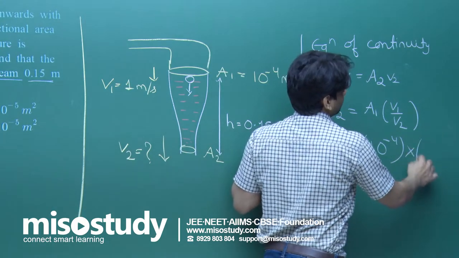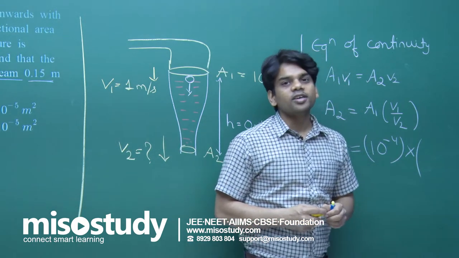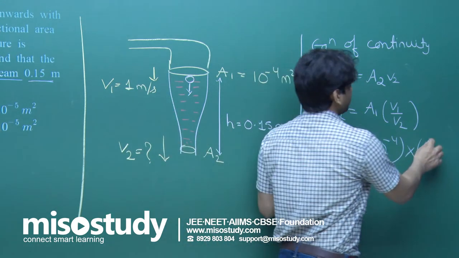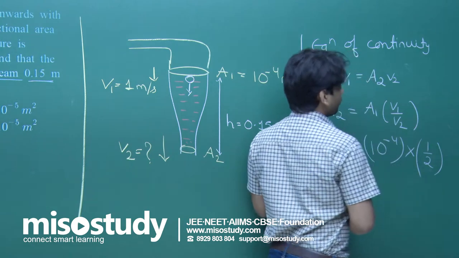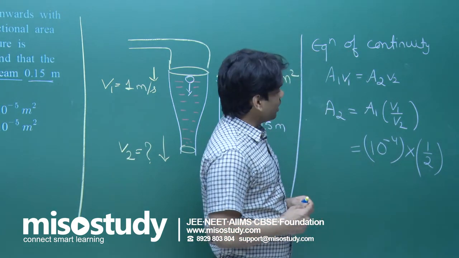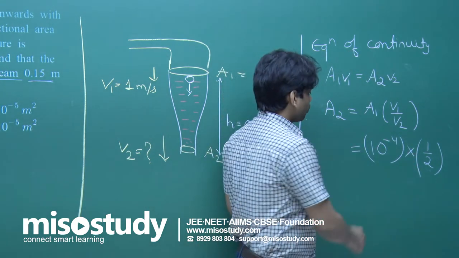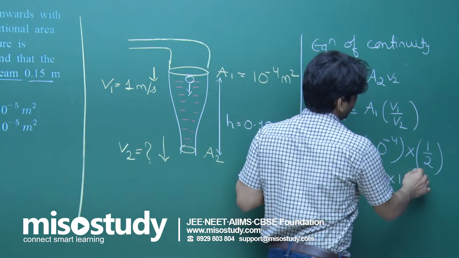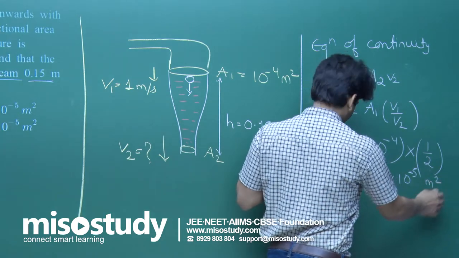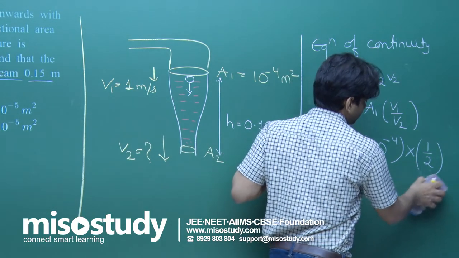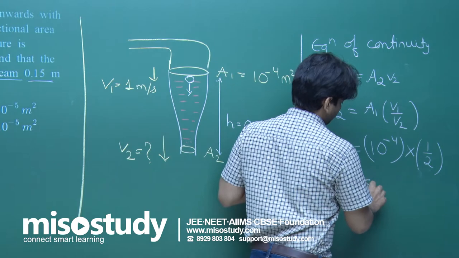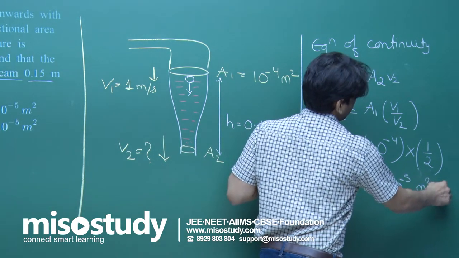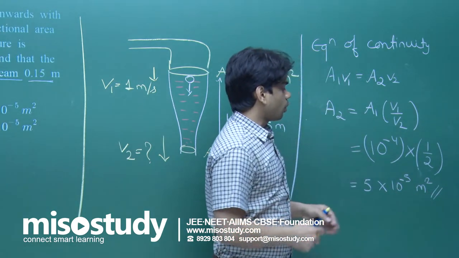Let's put the unit at the end. V1 by V2. V1 is 1, V2 is 2. So 1 by 2, this is what we are going to obtain. So this will be equal to 0.5. So 0.5 into 10 to power minus 4, or we can write 5 into 10 to power minus 5 square meter. This is what we are going to obtain in this case.